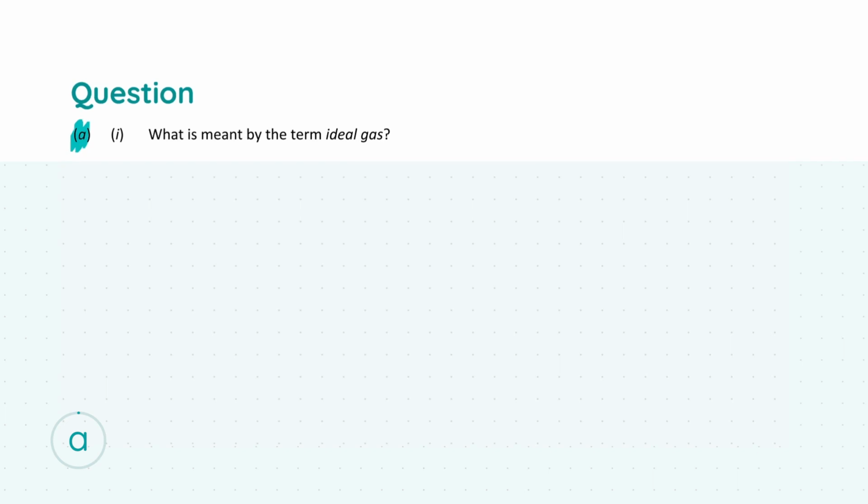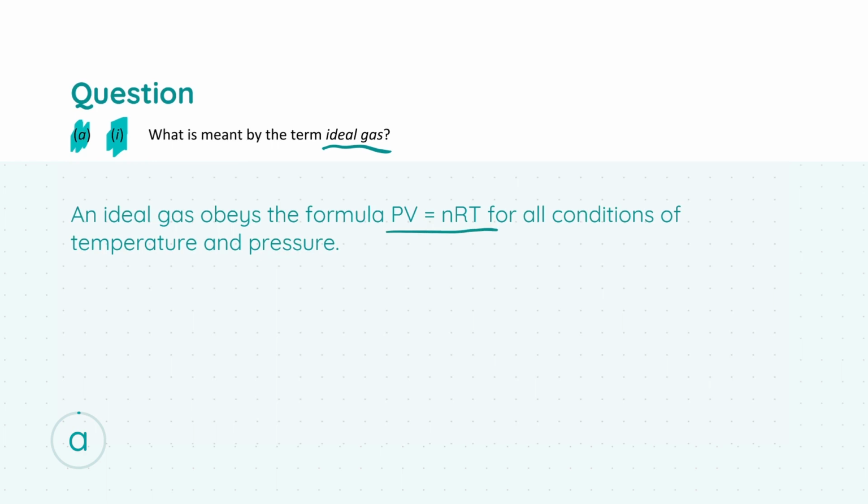So having a look at part A specifically, we're going to be looking at part I to start with. In this case we're asked for a simple definition, which is what is meant by the term ideal gas. Unfortunately, this is just a straightforward definition, so you either know it or you don't. An ideal gas is one that obeys the formula PV equals nRT, and this is done under all conditions of temperature and pressure. It's important to note that because it's an intrinsic part of the definition.